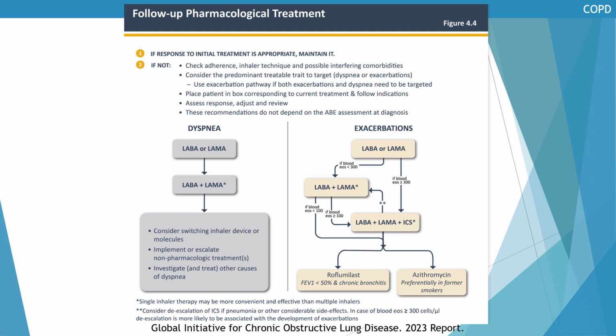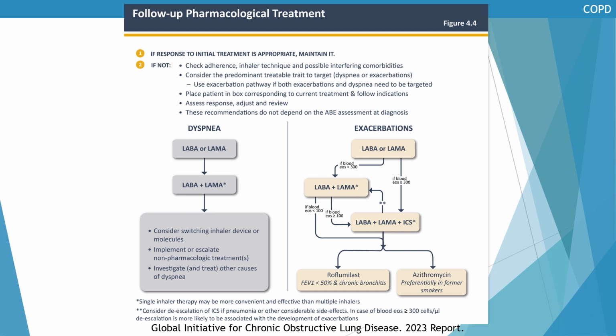The GOLD guidelines also give a follow-up pharmacological treatment flow sheet that should be used to adjust therapy for COPD patients that have already been diagnosed. As you can see, it's based on the predominant symptom of either dyspnea or exacerbations. These recommendations do not depend on which ABCD assessment was made at diagnosis and can be used to adjust therapy or even de-escalate therapy if needed. For example, if a patient has predominantly dyspnea symptoms, they are very short of breath, and it's interfering with their activities of daily living, they are already on one LABA inhaler or LAMA inhaler, then this flow sheet would indicate that the patient should be escalated to combination therapy of a LABA-LAMA.